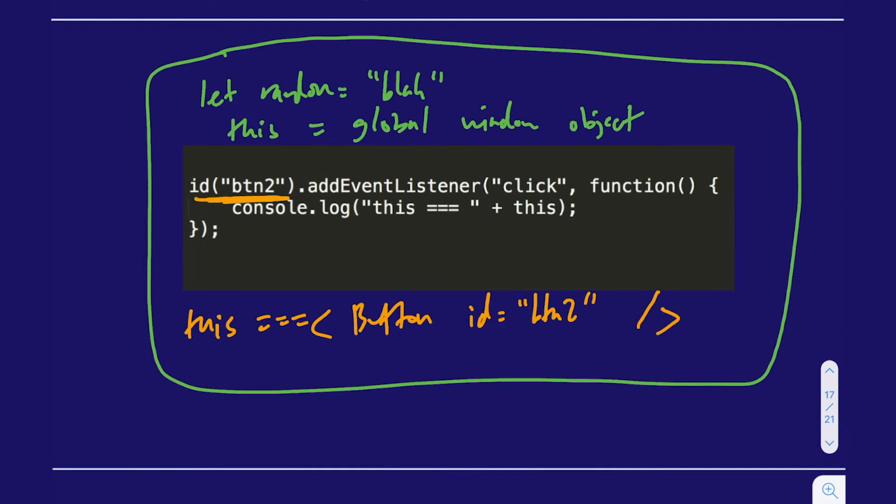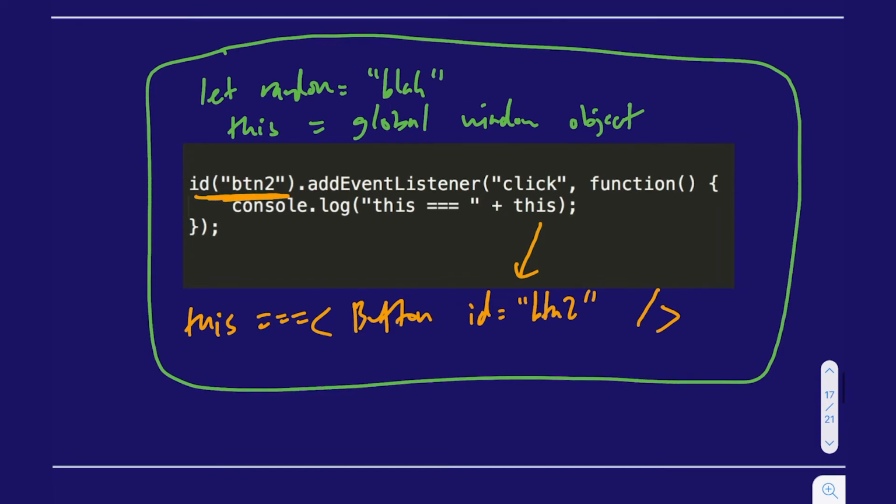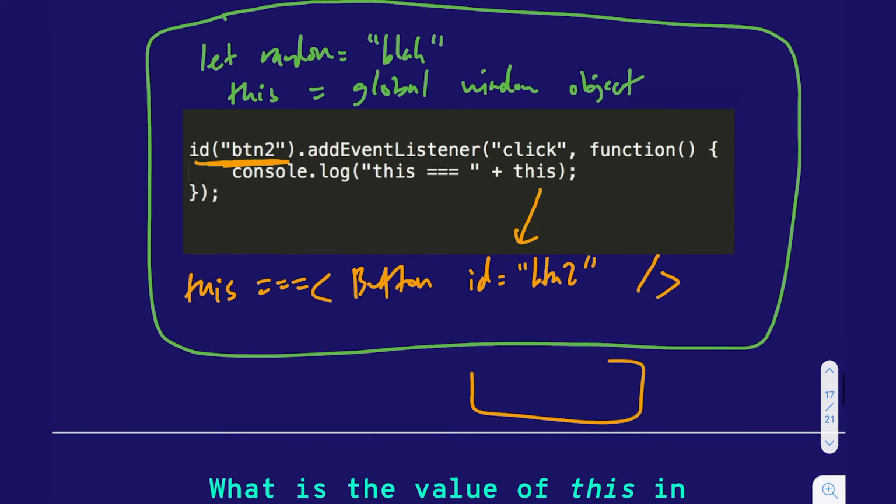And maybe you're thinking, why did they do this? Well, it's actually pretty useful. Because this now points to this element, we can manipulate it. So let's say, for example, that the text content of this button, let's say we had some button and it said, hello, click me. And we wanted to change it.